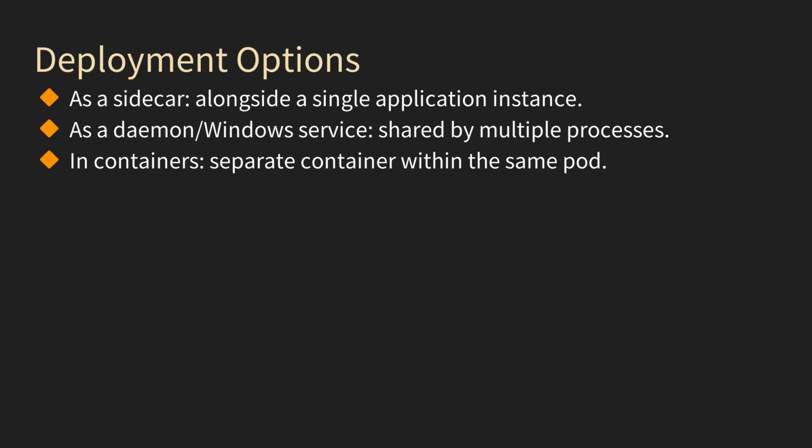Ambassador services can be deployed as a sidecar, living alongside a single instance of your application, or as a daemon or Windows service shared by multiple processes. In containerized environments, it's often a separate container within the same pod.